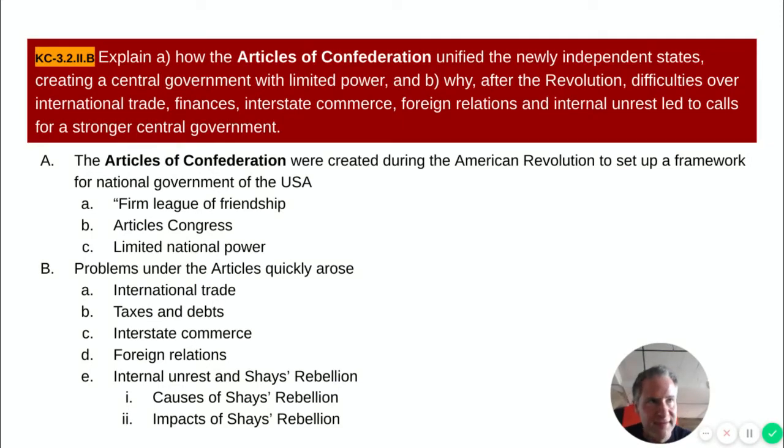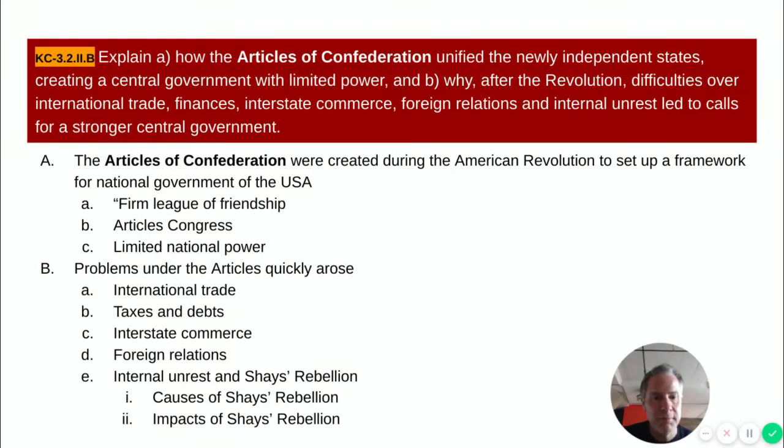Second was a problem with taxation and debts. During the American Revolution, the Second Continental Congress had accrued quite a bit of debt. They had borrowed money from Americans, they had borrowed money from other countries, and now the Articles Congress was responsible for paying that back. But they didn't have the power to raise taxes, so they had no means to pay that back, which meant the Articles government was not paying its debts. People it owed money to did not get paid. That weakened it even further.